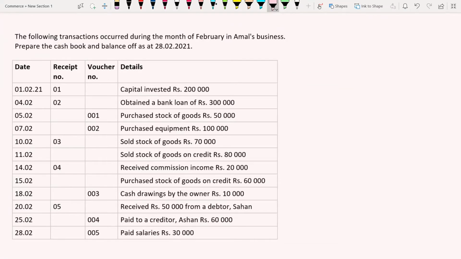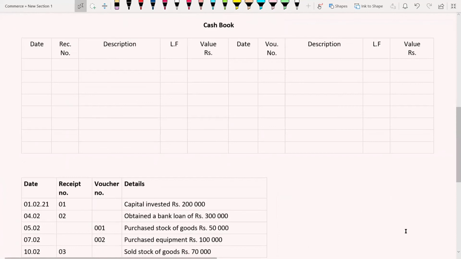The following transactions occurred during the month of February in Amar's business. Prepare the cash book and balance it off as at 28th February 2021. Okay, here we are going to prepare the cash book of Amar's business for the month of February. Now, these transactions do not involve any cash discounts. Therefore, I'm not going to include the cash discount columns, the discount received column and the discount allowed column.